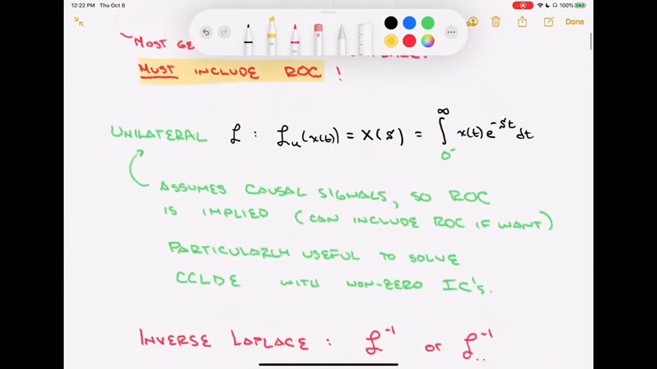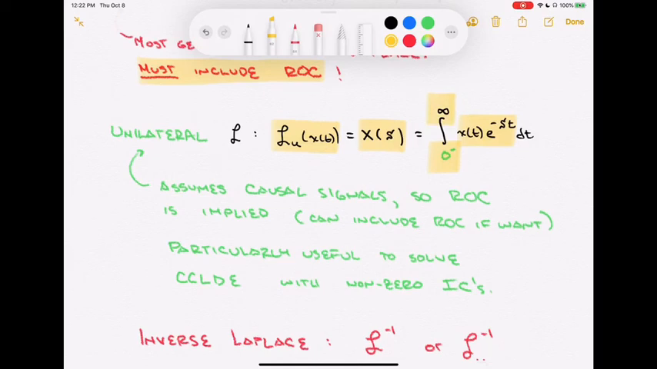There is a special case of the bilateral Laplace transform called the unilateral Laplace transform. We'll designate this with a script L subscripted with a U. So the unilateral Laplace transform of some signal x of t, we're still going to call it cap X of s, and it's still an integral of x of t times e to the minus st. Nothing different there. It's just now we're only going to integrate from 0 to infinity. We're only going to integrate over non-negative time.